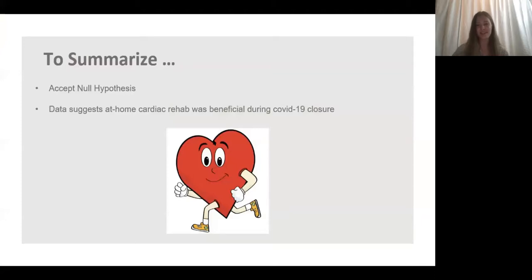So to summarize, there are no significant changes in blood pressure and functional capacity between the on-site population and the at-home population. This data helps to validate at-home cardiac rehab was beneficial regarding systolic blood pressure, diastolic blood pressure, and METs during the COVID-19 era at PeaceHealth's OHVI department.